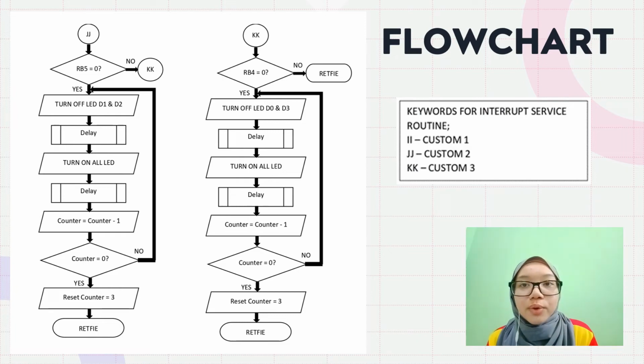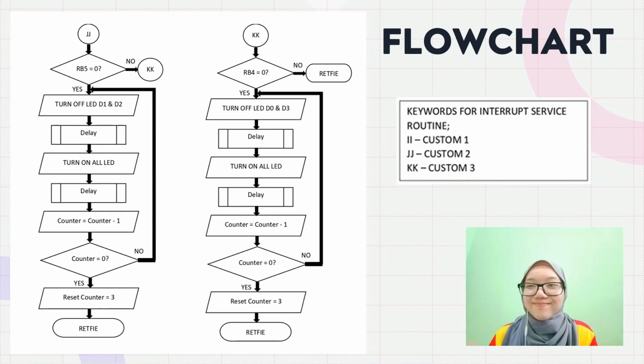We will go back to turn off the LED at D0 and D3 and continue the program until the counter equals 1, and then until the counter equals 0. If the counter equals 0, we will reset the counter to 3, and then we return from the interrupt service and come back to the program before. So if RB4 is not equal to 0, we will also return from the interrupt service. So that's all for the flowchart.